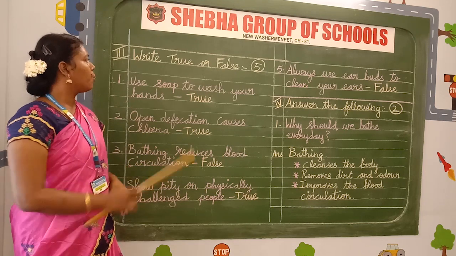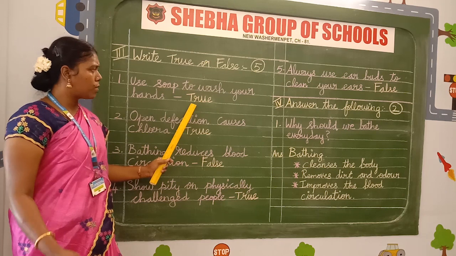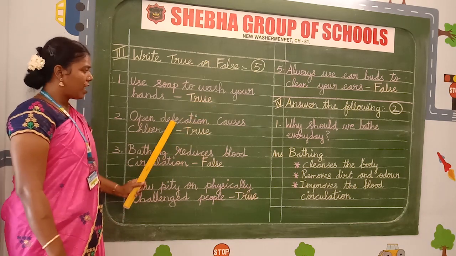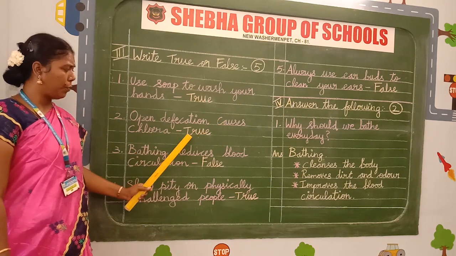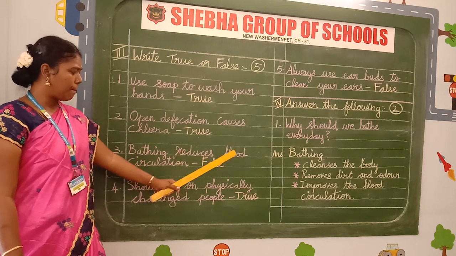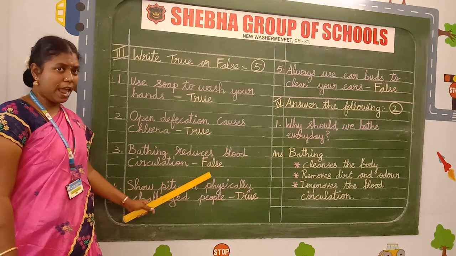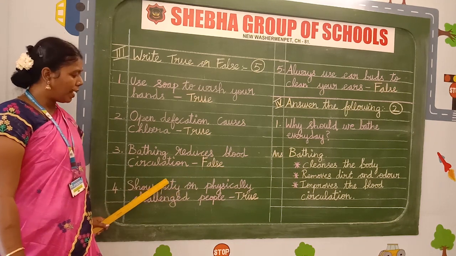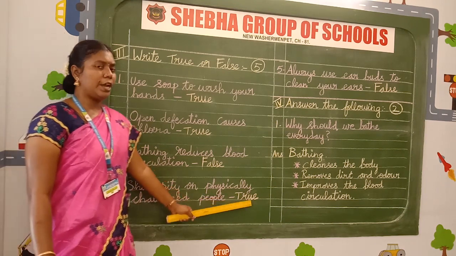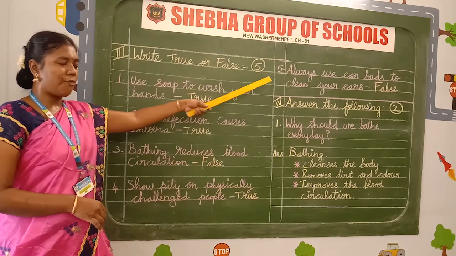Again I tell you, use soap to wash your hands. True. Spell to me, T-R-U-E, true. Open defecation causes cholera, true. T-R-U-E, true. Bathing reduces blood circulation, false. F-A-L-S-E. Show pity on physically challenged people, true. T-R-U-E, true. Number 4 varaikum da missing inga space irukku. Ungalku space irundhana adu kide number 5 continue pannalam.